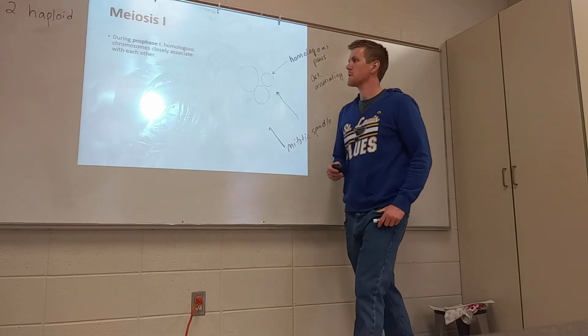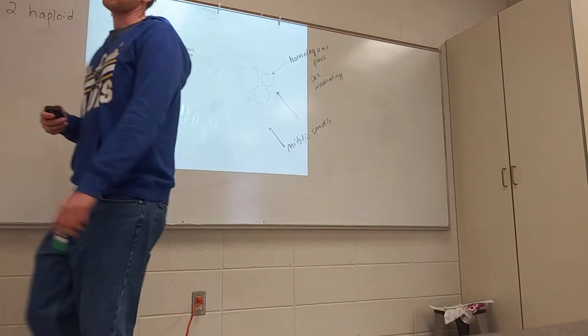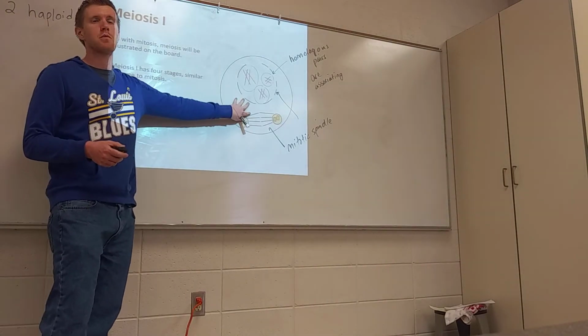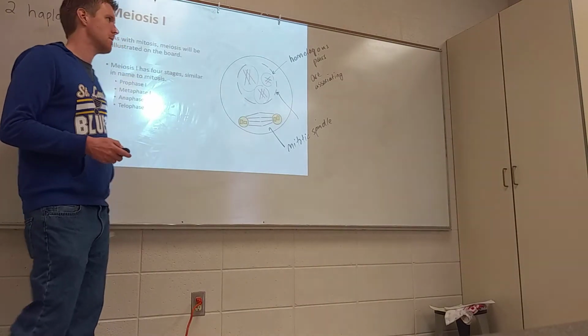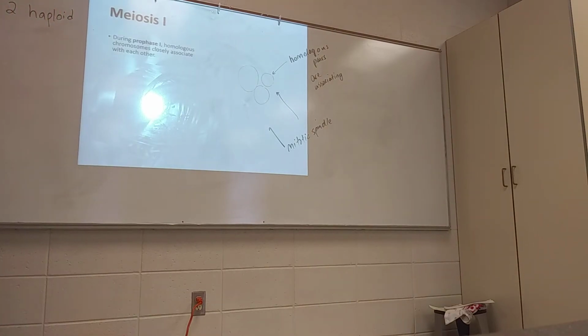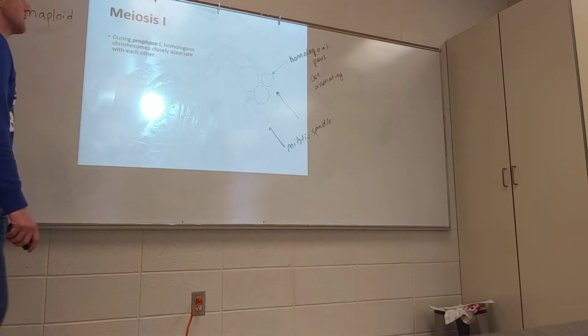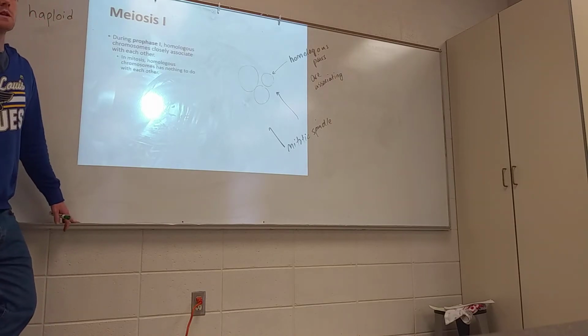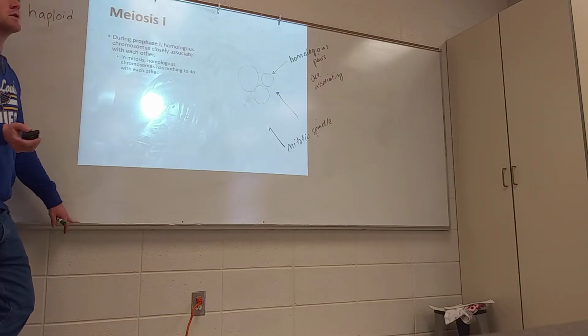So during prophase 1, homologous chromosomes closely associate with each other. This is prophase 1. Remember that in mitosis, homologous chromosomes had nothing to do with each other.